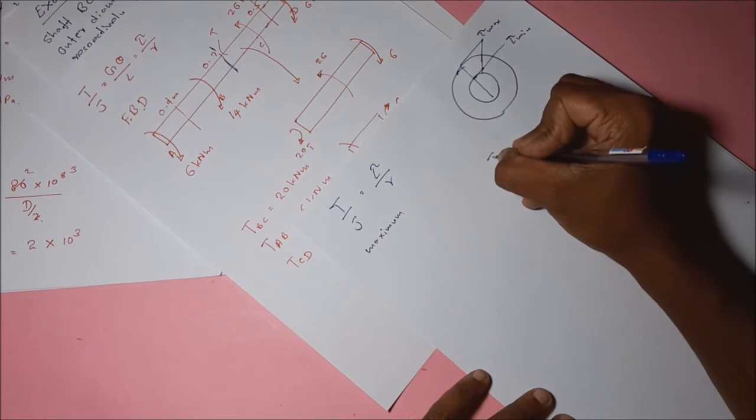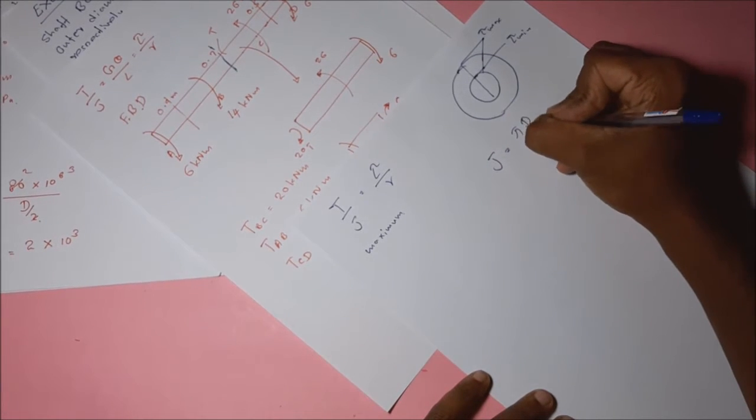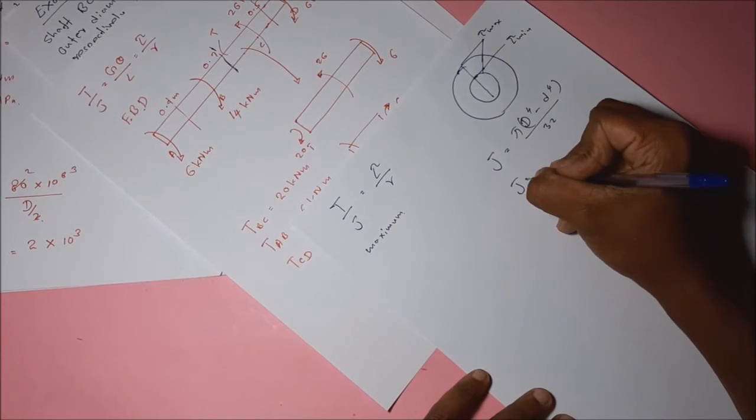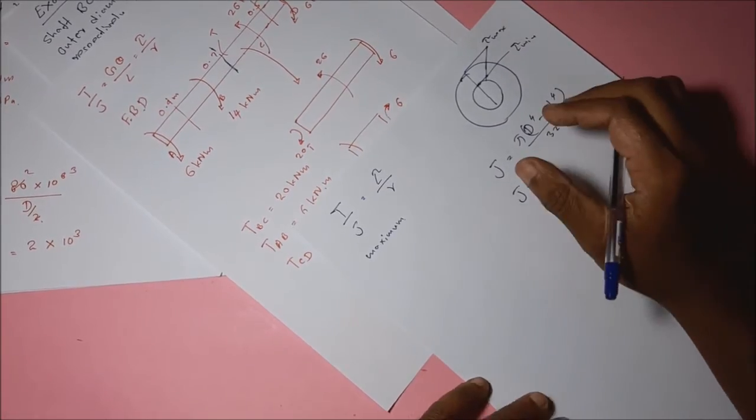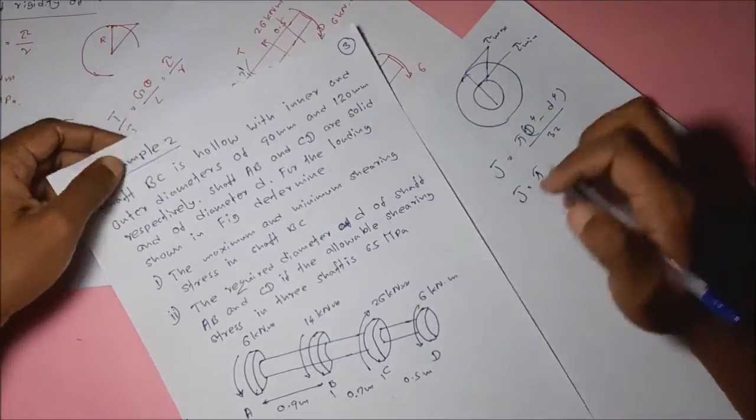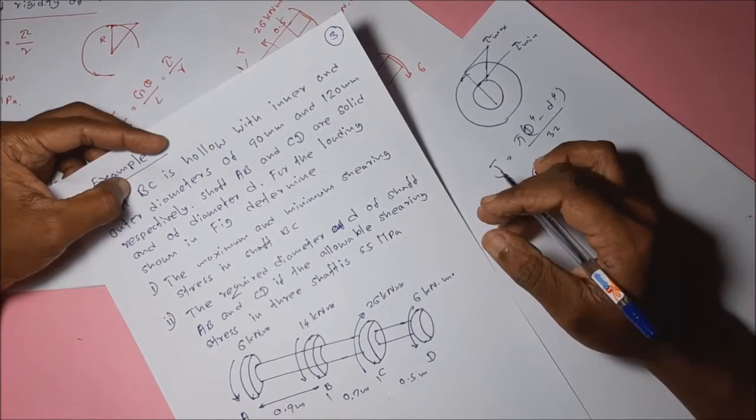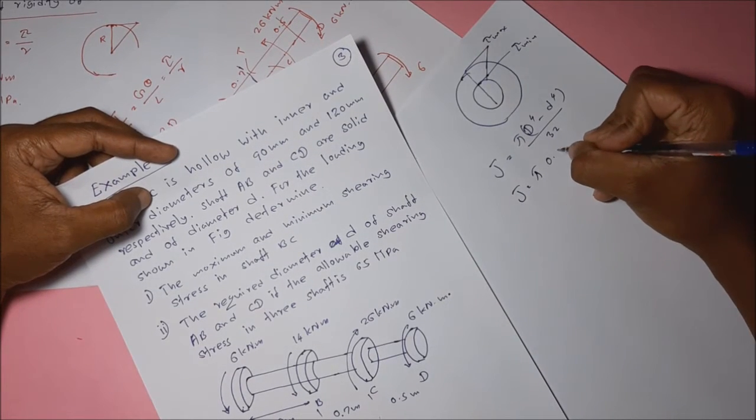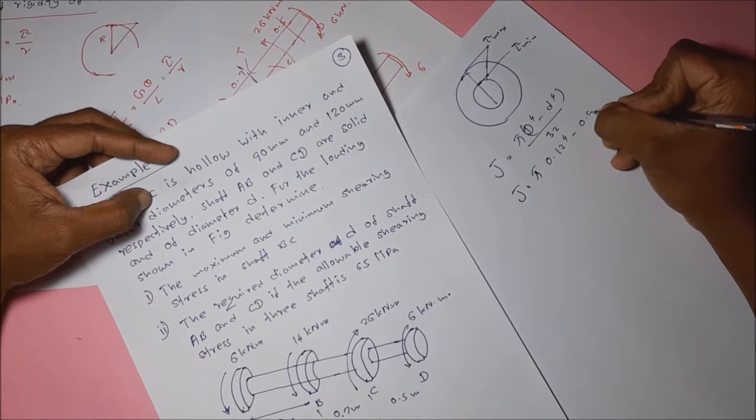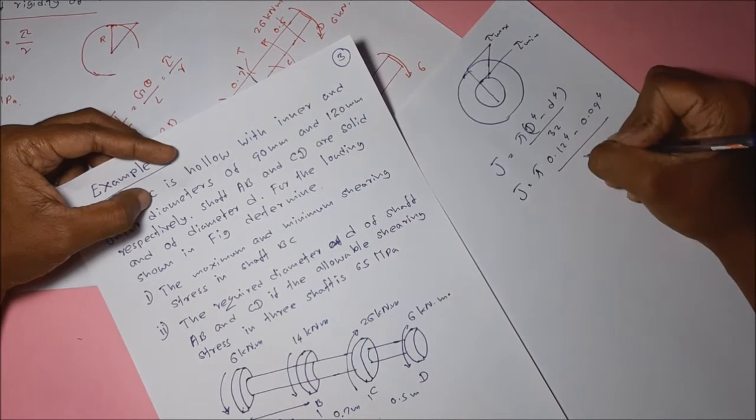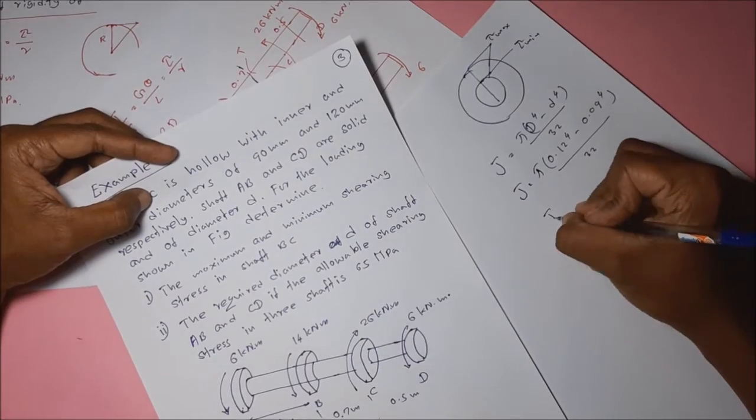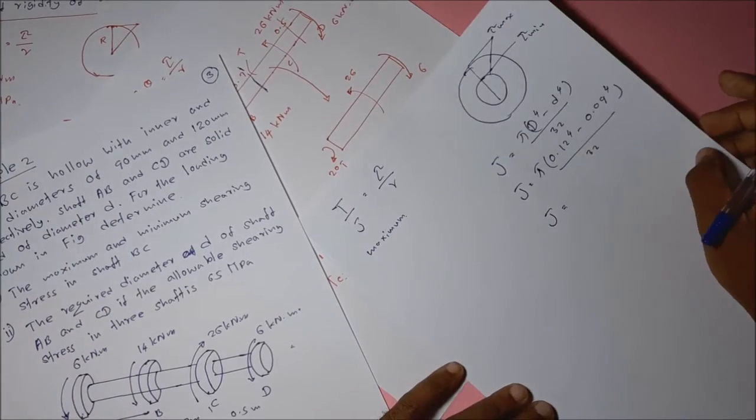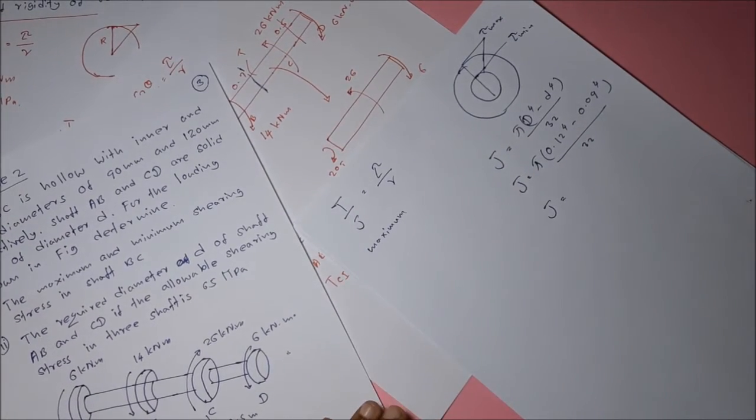Then first we can find J. J is equal to pi times D4 minus d4 over 32. What is given as data: the outer diameter is 120. So J equals pi times 0.12 to the power 4 minus 0.09 to the power 4, divided by 32. Okay, then I will find the answer for J.